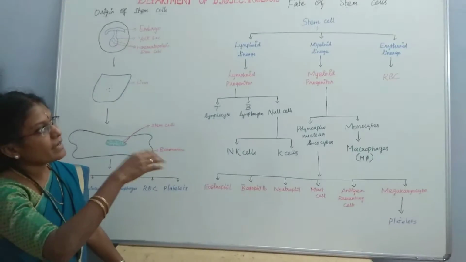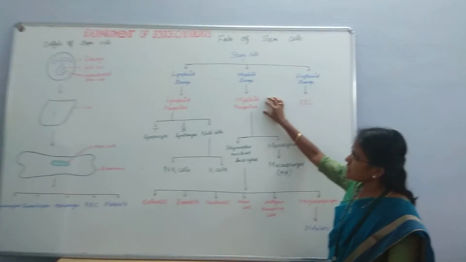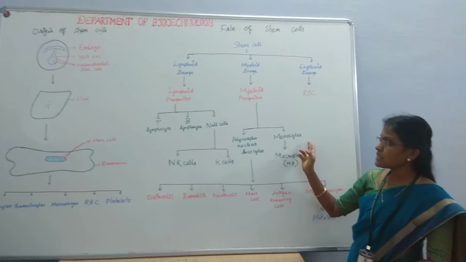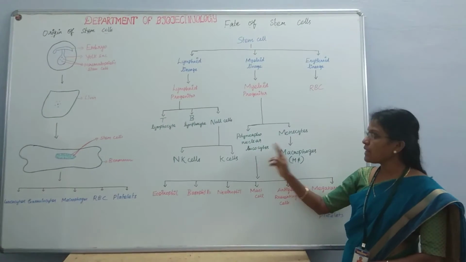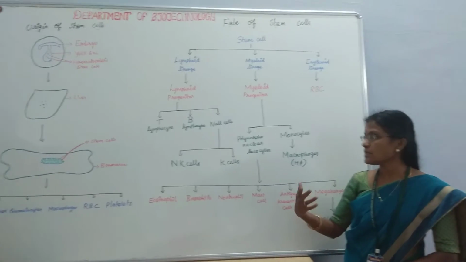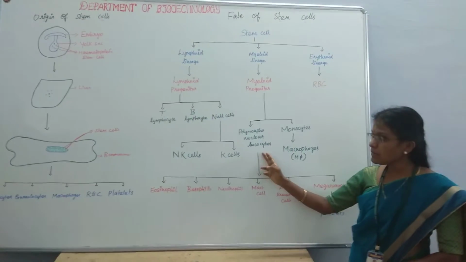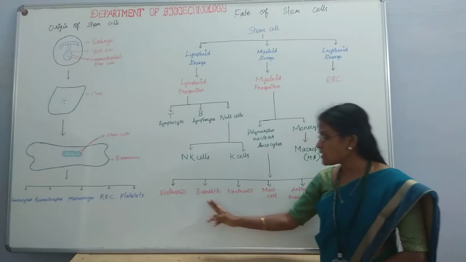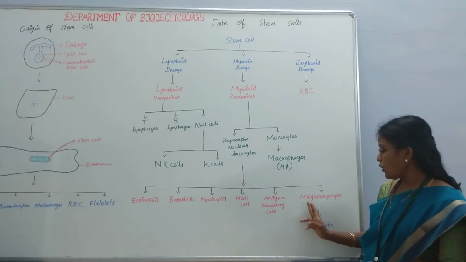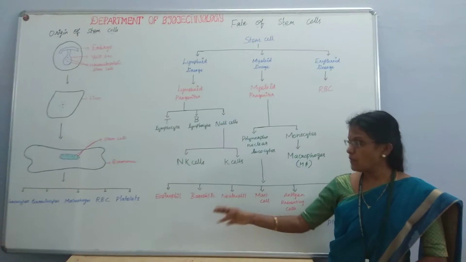From the stem cell, next, from the myeloid lineage, the myeloid progenitor cells are formed. From this myeloid progenitor, the polymorphonuclear leukocytes and monocytes are formed. The name is given because of the presence of morphologically different nuclei, and so they are called polymorphonuclear leukocytes. From these we can see the formation of eosinophils, basophils, neutrophils, mast cells, and antigen presenting cells, and the megakaryocytes are also formed from the polymorphonuclear leukocytes.